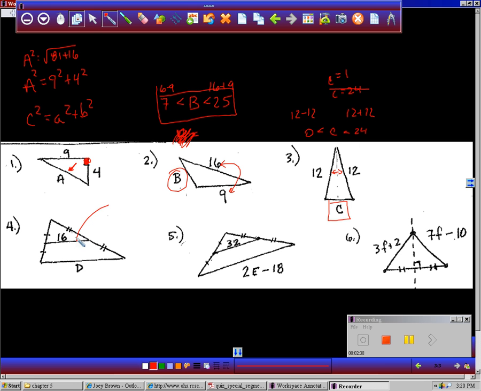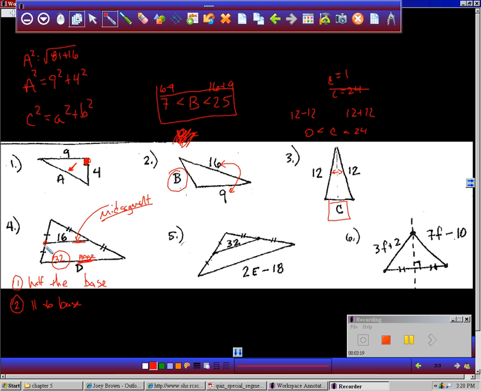Next, this is called the mid-segment. The mid-segment has two properties. Property number 1, it's always half the base. So if this is the mid-segment, then this is the base right here, and the base is always double the mid-segment. So if that's 16, the base is going to be 32. We'll use the other property in a little bit, but the other property is that it is also parallel to the base.